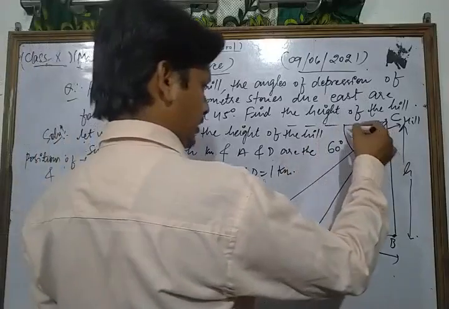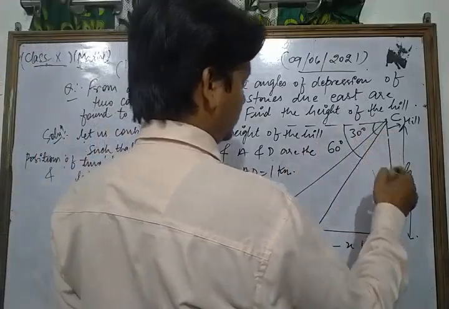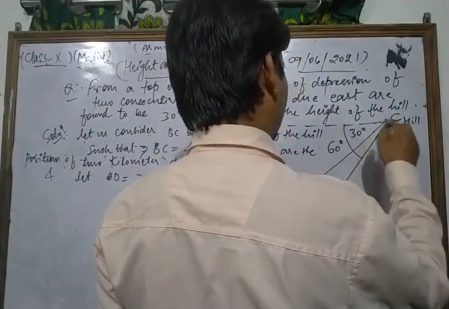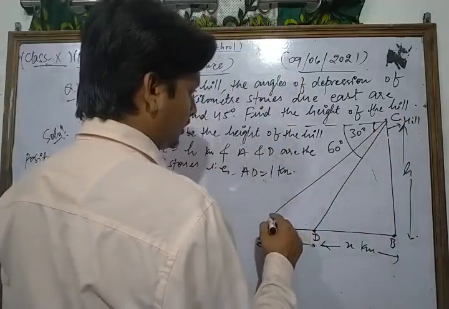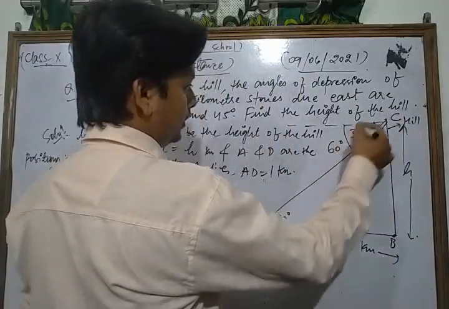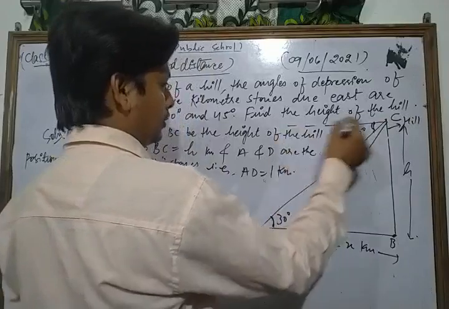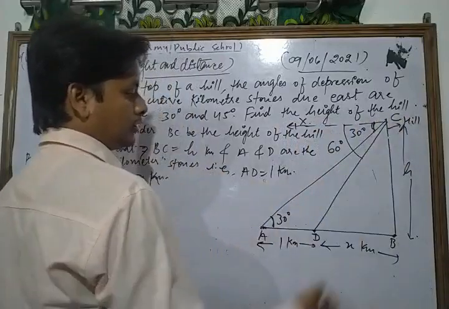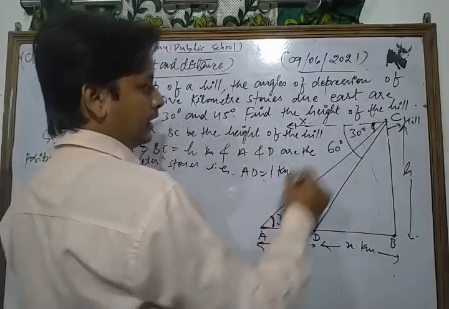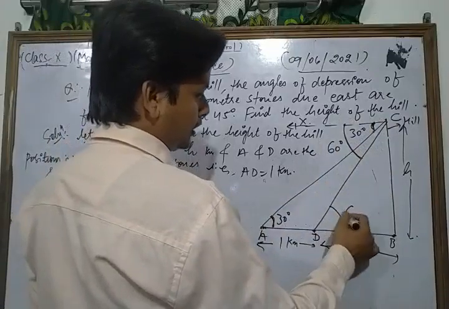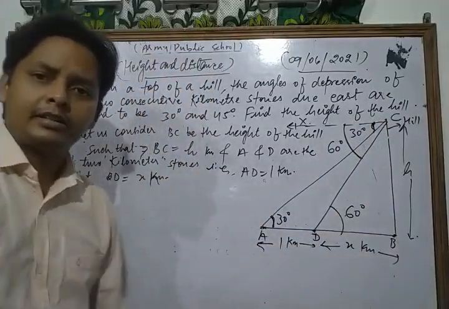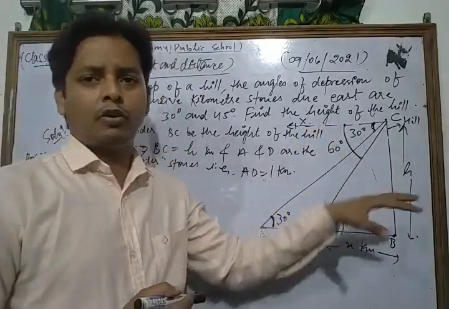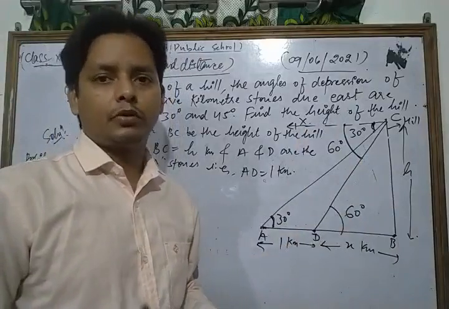Now look at this. This angle is 30 degrees, because these are alternate interior angles. We draw CX parallel to AB with AC as a transversal, then this is also equal to 30 degrees. Similarly, this is 60 degrees, so this is also equal to 60 degrees, because alternate interior angles are equal to each other. So first of all, we convert the angle of depression into the angle of elevation according to the concept of transversal.